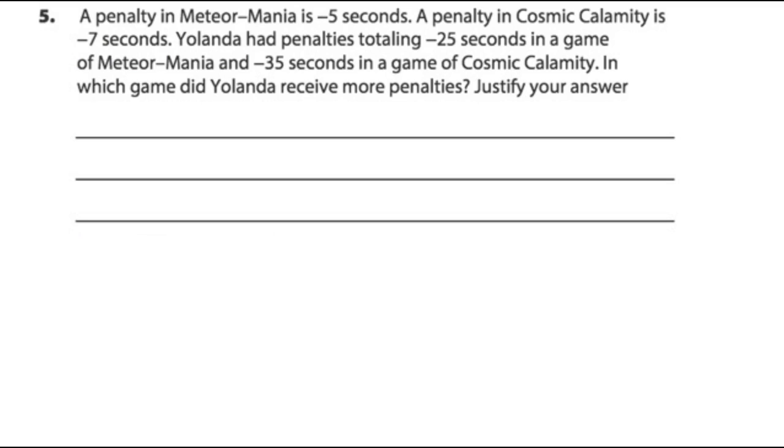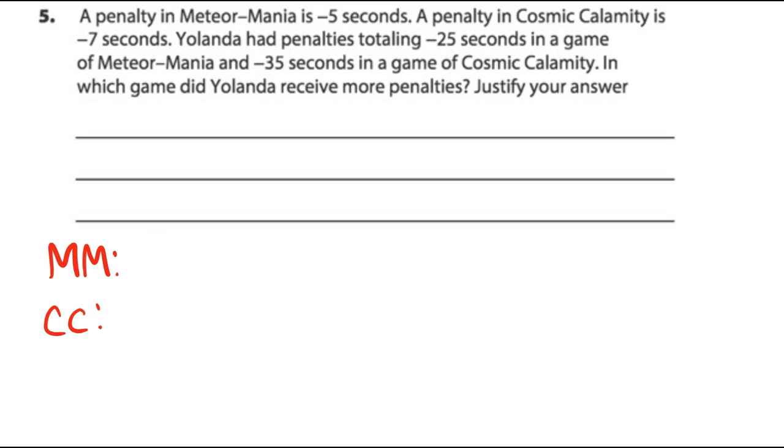Okay, number 5 says, a penalty in Meteor-Mania is minus 5 seconds. A penalty in Cosmic Calamity is minus 7 seconds. Yolanda had penalties totaling negative 25 seconds in a game of Meteor-Mania and negative 35 seconds in a game of Cosmic Calamity. In which game did Yolanda receive more penalties? Justify your answer. So I'm going to just abbreviate it, MM and CC, so I don't have to write Meteor-Mania and Cosmic Calamity out.